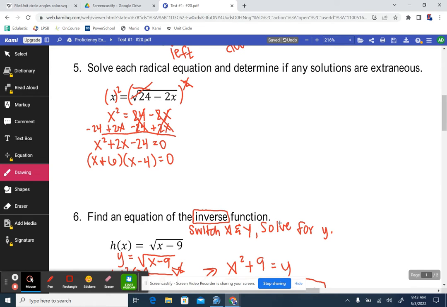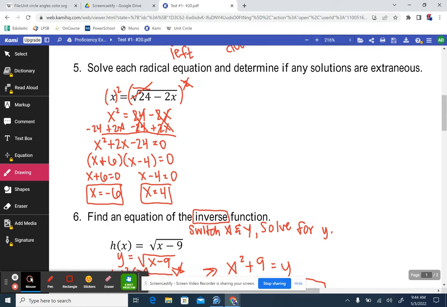So x plus 6 equals 0 and x minus 4 equals 0. I'm going to write this down for you to have a visual. x plus 6 equals 0. I'm going to set both binomials equal to 0. So this would mean that x is negative 6 because negative 6 plus 6 is 0, and x is 4 because 4 minus 4 is 0. So x is negative 6 and x is positive 4.